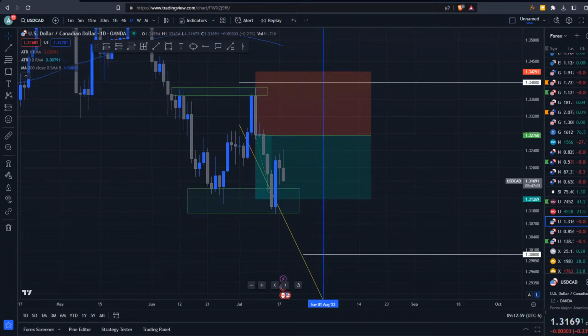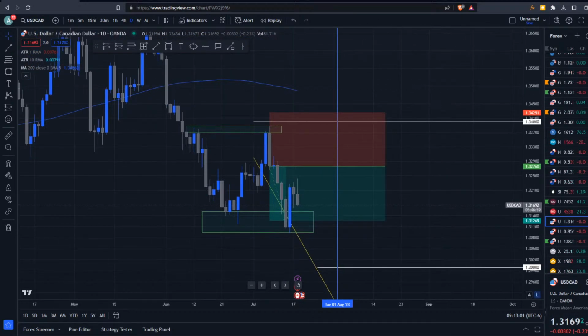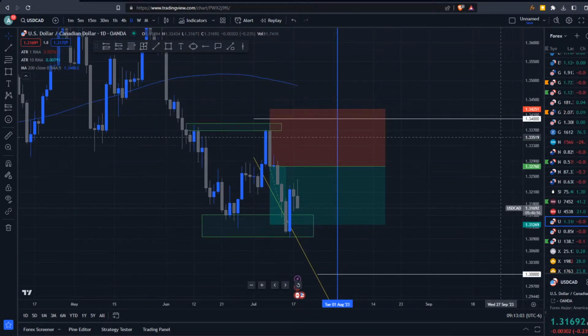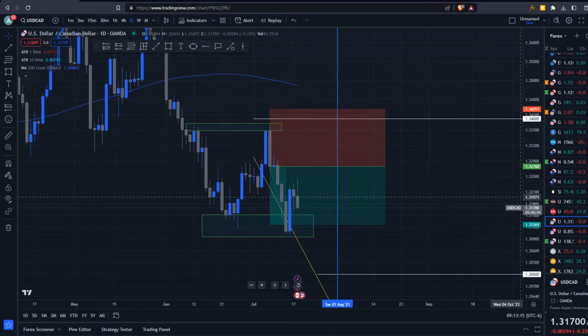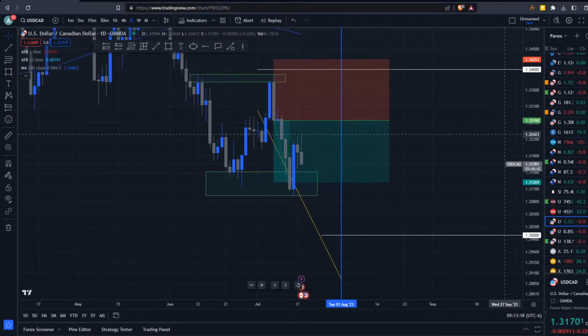USD CAD is bearish. This is an interesting pair because it does correlate with oil a bit, and the USD is gaining its strength back, but so is the CAD. So I don't really see a trade with this pair.